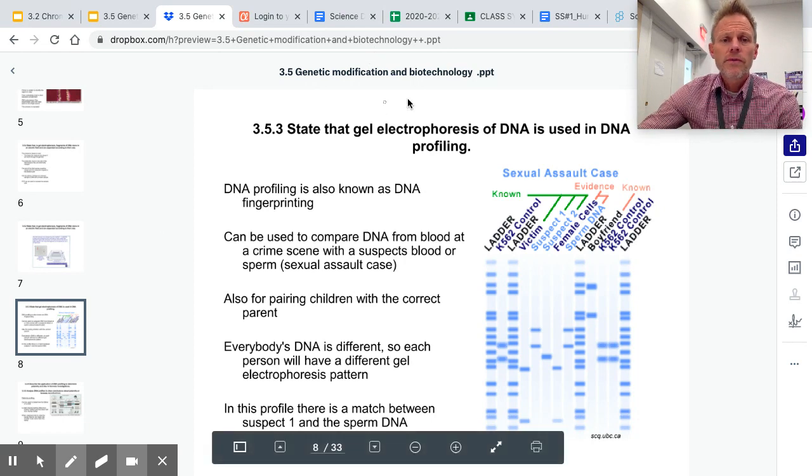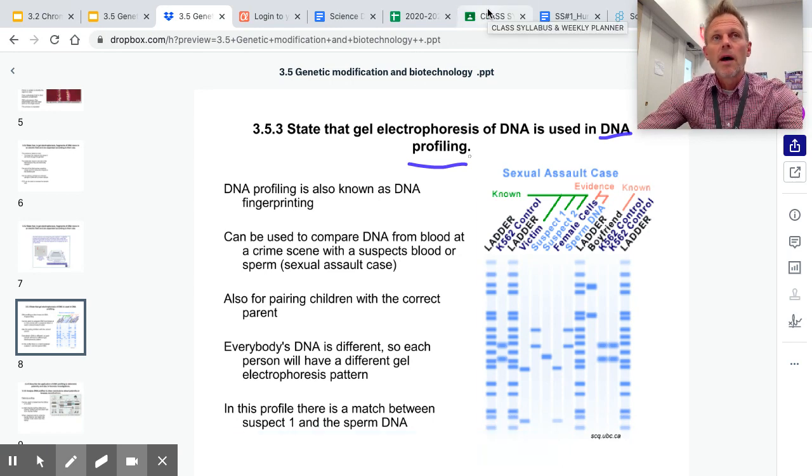So in 3.53, it says state. Just remember again that electrophoresis, gel electrophoresis, can be used in something called DNA profiling. So that's DNA fingerprinting. It's like whose DNA does this belong to? And I mentioned this briefly. So most of the time, it's used in some sort of criminal investigation.